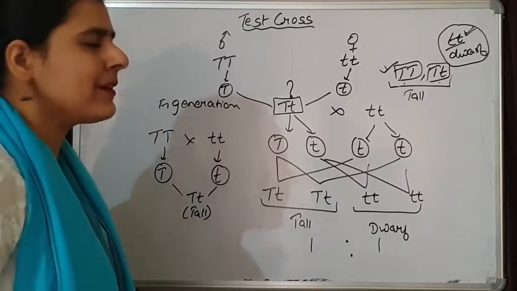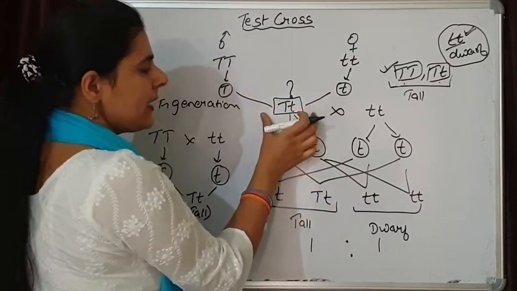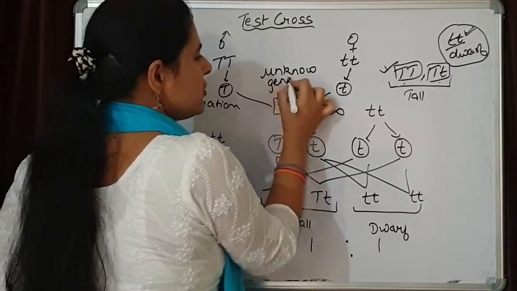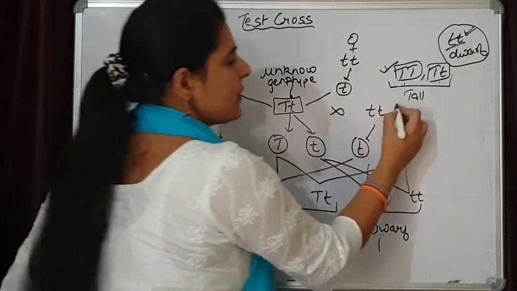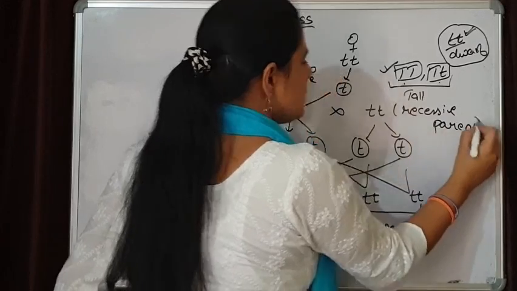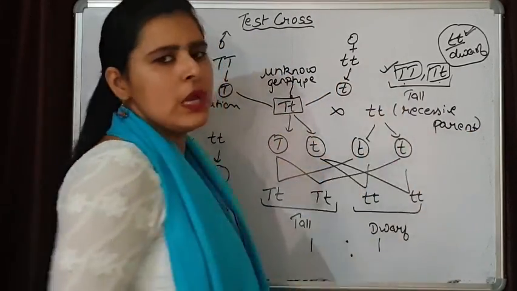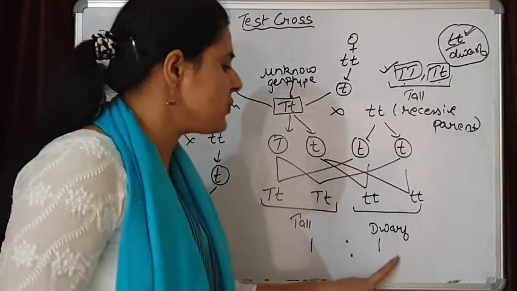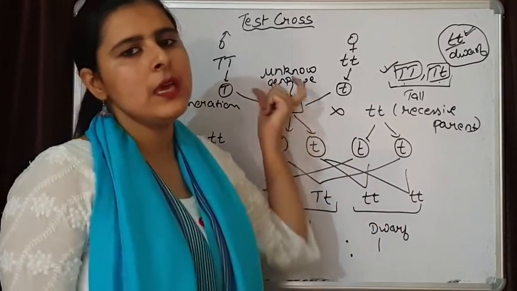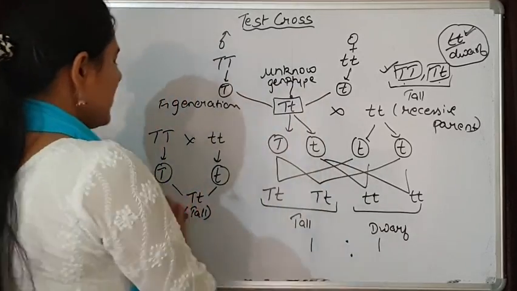A monohybrid test cross is done between a plant, or you can say an organism, with unknown genotype. We have to find out the genotype with one of the recessive parent. So this is the plant whose genotype we do not know, and this is the recessive parent. And when we get this 1:1 ratio, then we are sure that this plant is a heterozygote dominant. So this is how a test cross is done.